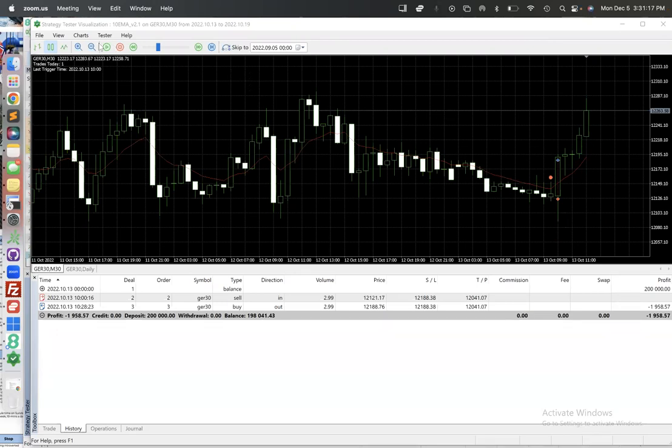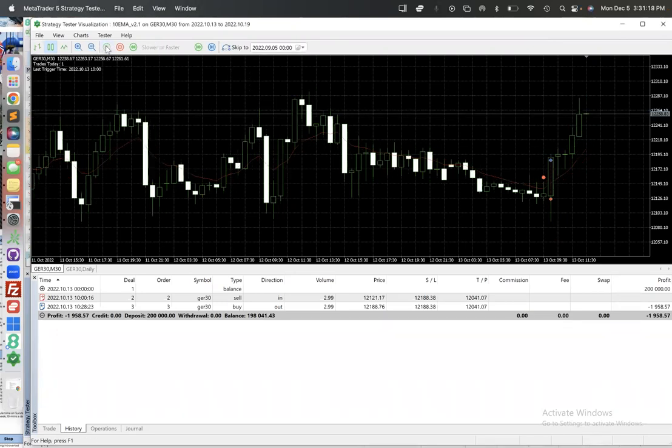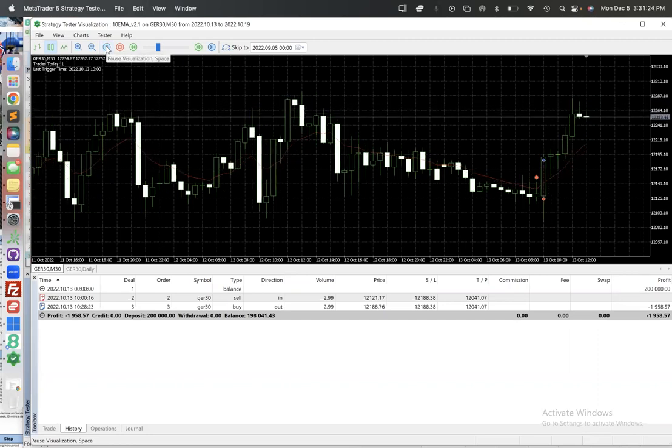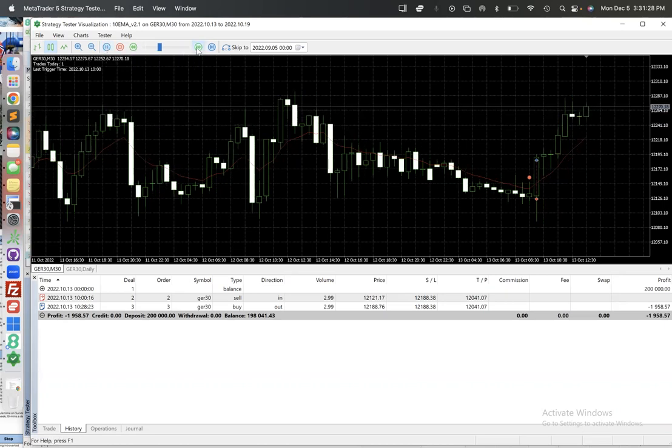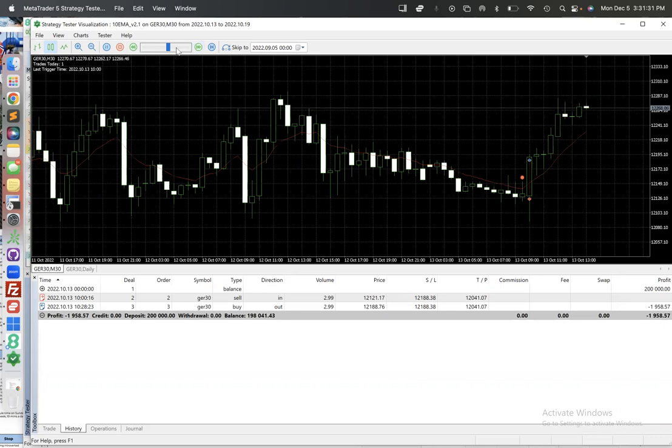So our stop kicked us out of the trade. This first example didn't work, but let's show you the rest of the trades, how it works out for the rest of the day and the very next day. So we're going to let this play out. Let me see if I can speed this up just a smidge. There we go.